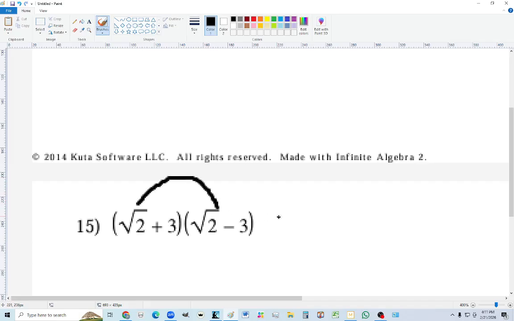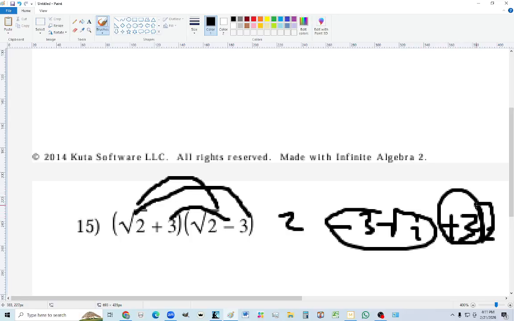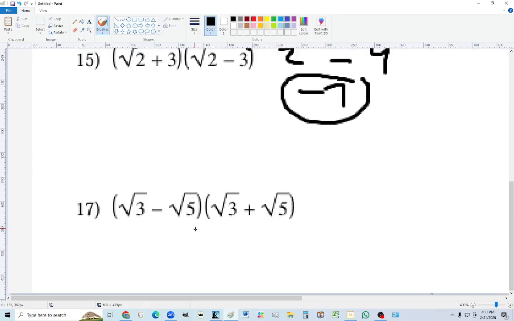So that's 2. That's minus 3 times square root of 2. That's plus 3. Now I think in this stage, your teacher will want to see this work. Notice that these minus 3 square root and plus 3 square root cancel. And then finally, plus 3 times minus 3 is minus 9. And 2 minus 9 is minus 7. So that's the final answer.